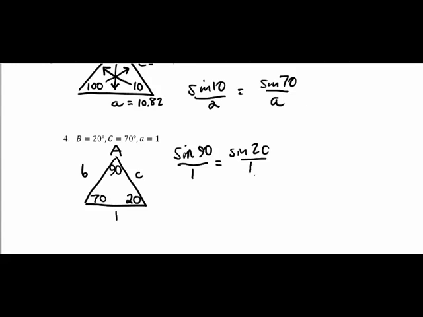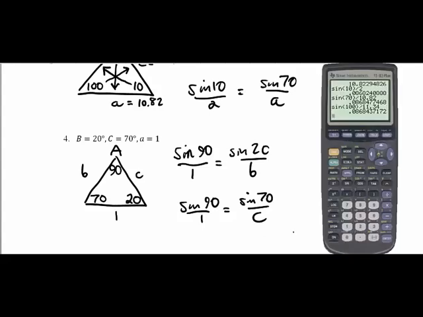The sine of 20 divided by B, and here's the sine of 90 divided by 1 is equal to the sine of 70 divided by C. Okay, couple cool things, right? So I'm going to turn on my calculator here. And I am in degree mode, so if I type in the sine of 90, you will see that that is equal to 1, which is pretty wild, right?